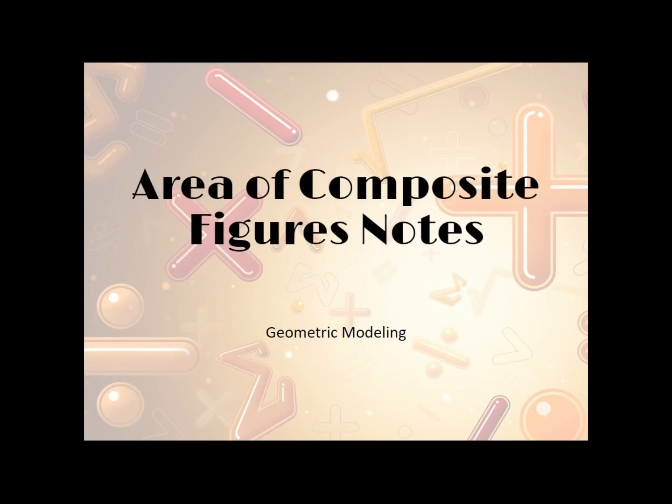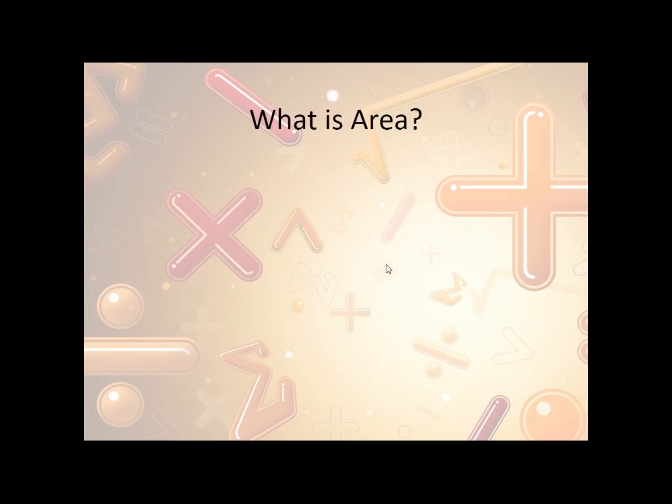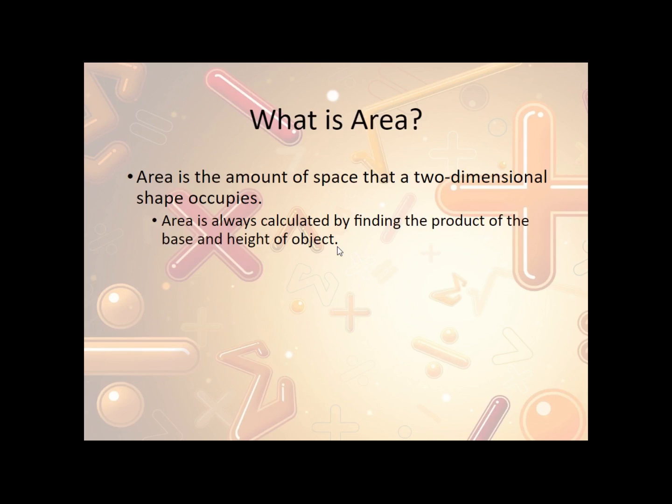Let's take a look now at the Area of Composite Figures notes. The notes begin with the learning goals and success criteria. Now, what is area? Area is the amount of space that a two-dimensional shape takes up. Two-dimensional means flat. So it's the amount of space that is taken up. Area is always calculated by finding the product of the base times the height of the object. So for instance, we have a rectangle here. It would be found by multiplying this length times this length.